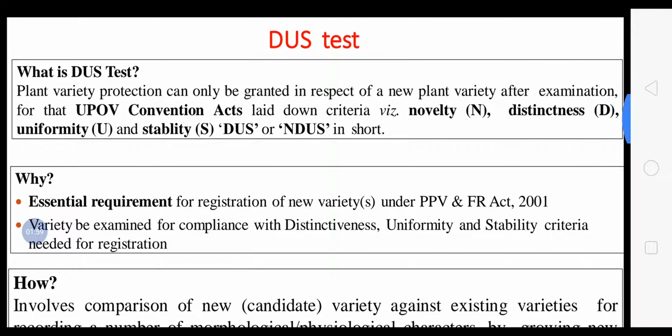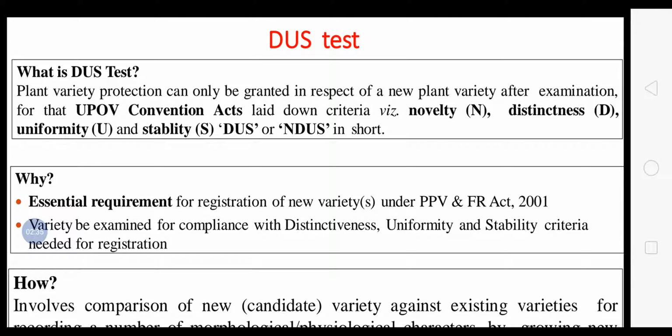Coming to DUS test, what is it? The purpose I have already told you, but the basic definition is plant variety protection can only be granted in respect of a new plant variety after examination for the criteria laid down by the Union for Protection of New Varieties of Plants (UPOV) Convention, like novelty, distinctness, uniformity, and stability, that is shortly called NDUS. It is an essential requirement for registration of a new variety under the PPVFR Act.